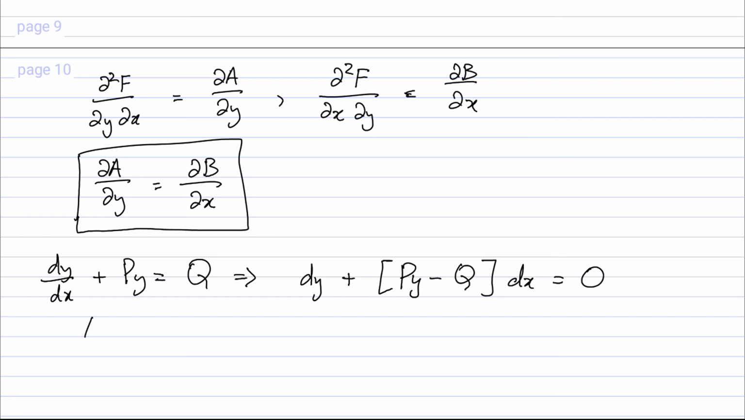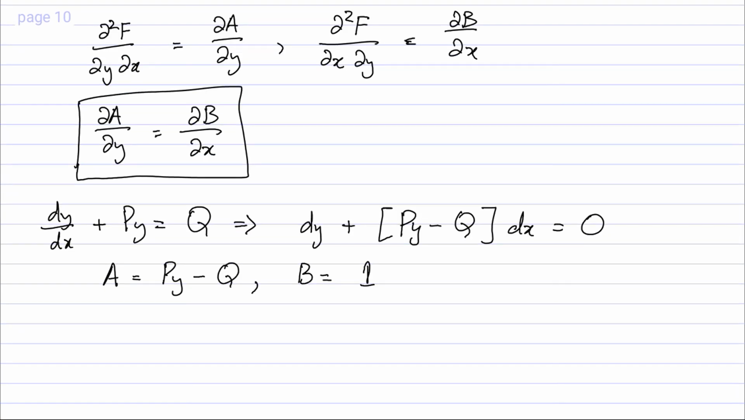So in our case, a is simply equal to py minus q, and b is simply equal to 1. So in our case, the partial of a with respect to y is equal to p. Remember, p and q are only functions of x. And the partial of b with respect to x is of course 0. So this is not an exact equation.